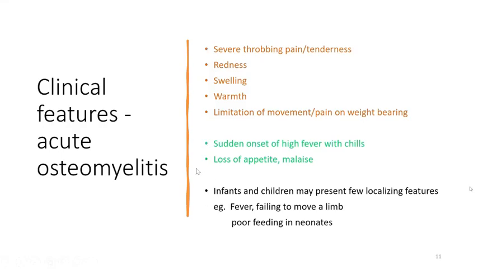But sometimes in infants and children, the presentation may be atypical. That means they won't complain about pain and redness and swelling, and most of the time the child will come with fever and not moving the limb like usual days, and poor feeding in neonates. Those symptoms are very non-specific, a kind of atypical presentation in infants and children.